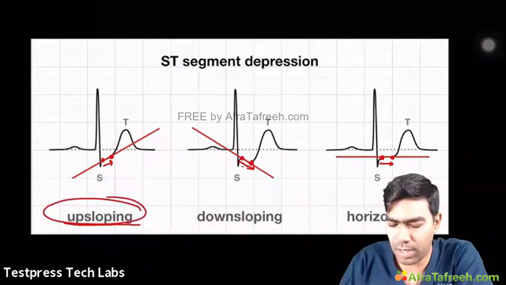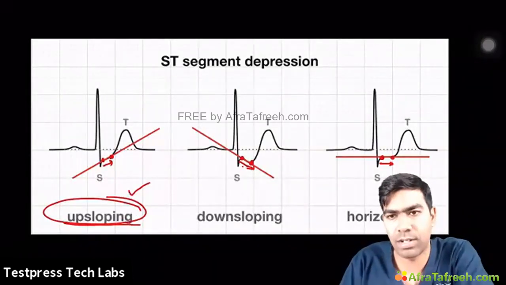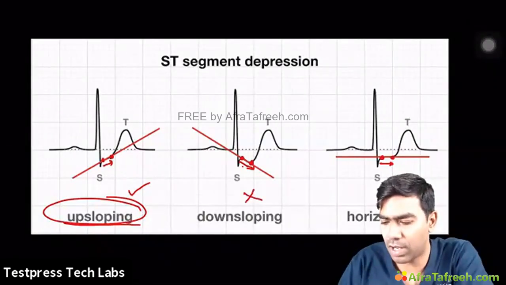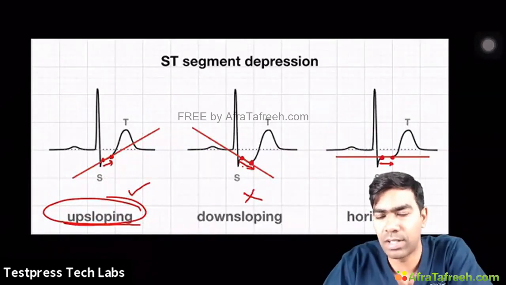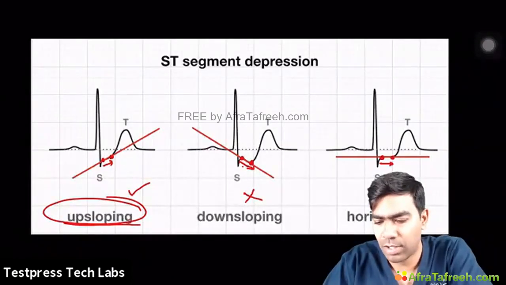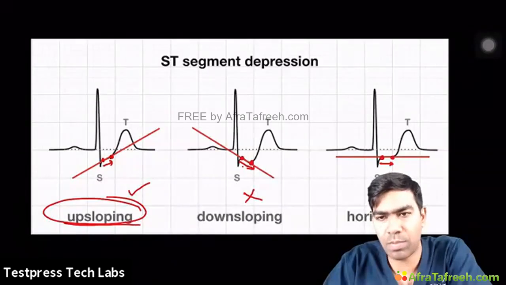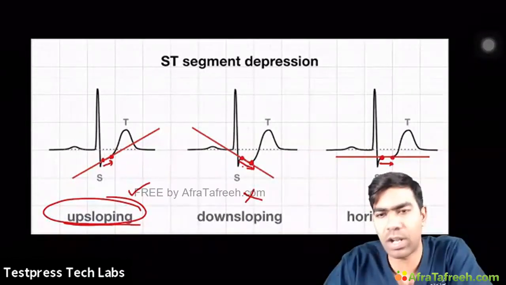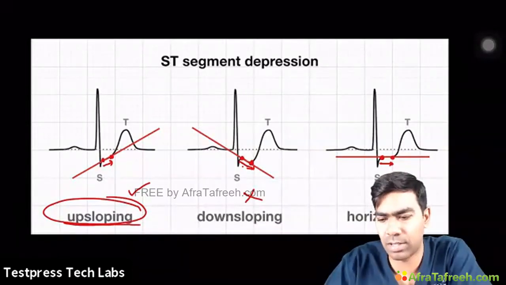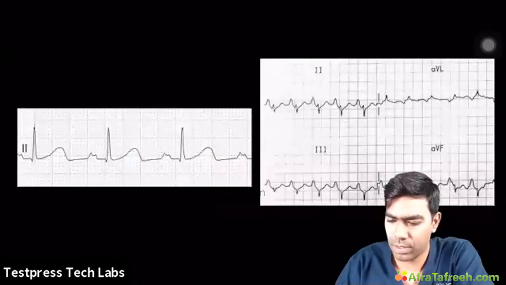Remember, upsloping ST segment depressions are okay, not dangerous. Whereas downsloping or horizontal is going to be very bad. It's going to be dangerous. This is the basis of our treadmill ECG also, which we'll be discussing in the afternoon session. So ST segment depression, upsloping, not a problem. It's very common. It can happen in tachycardias itself, but downsloping or horizontal ST segment depressions are dangerous. That's not good to have.